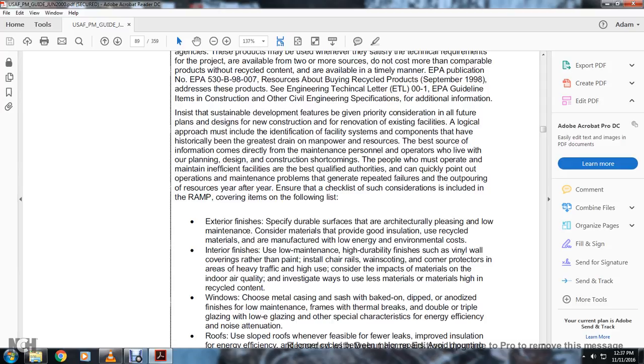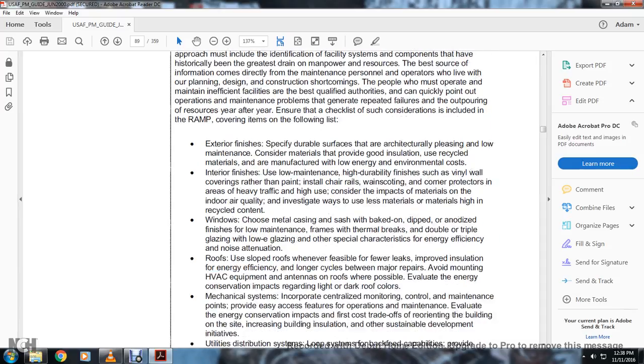The best source of information comes directly from the maintenance personnel and the operatives who live in the facilities. Those qualified authorities can quickly point out the operation and maintenance problems generated by repeated failures, which pour resources out year after year. Ensure the checklist considerations include the required resource and management plan covering the items of the checklist.